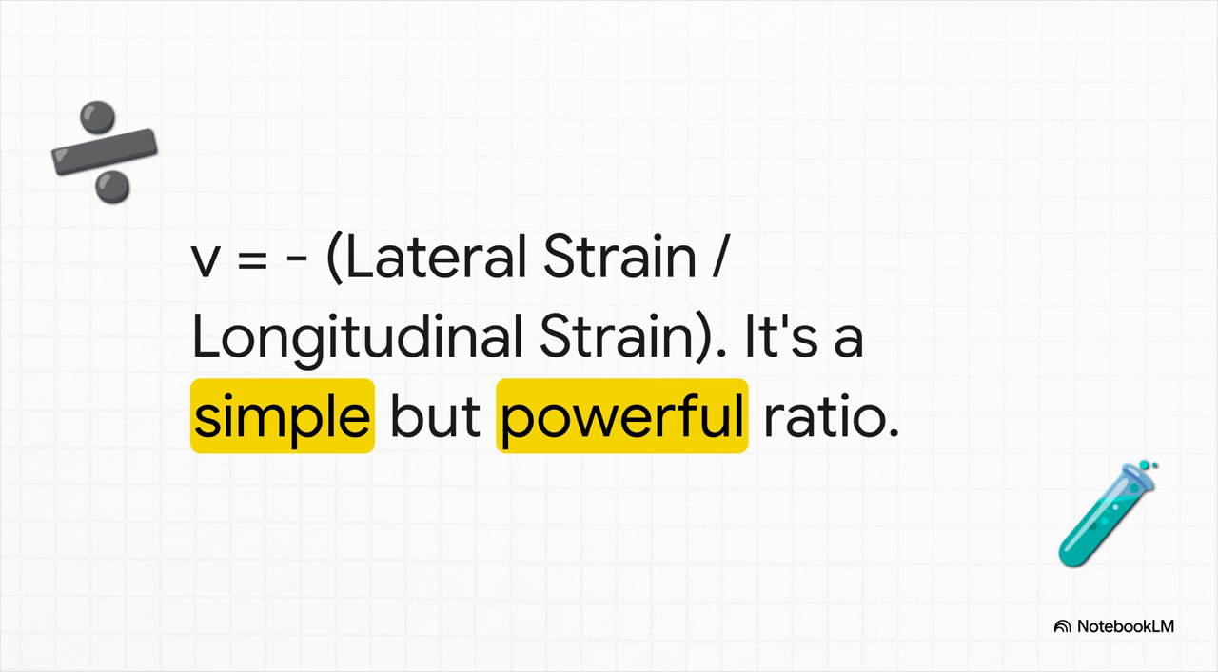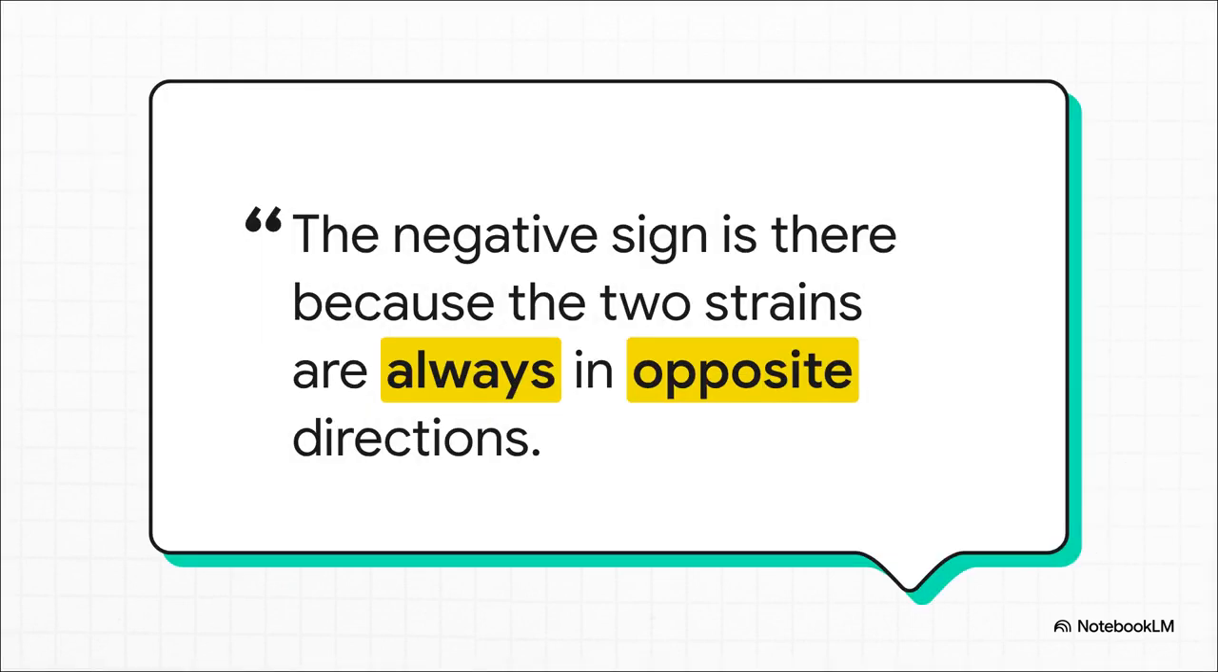But hang on, you might be looking at that negative sign out front and wondering, what's that all about? That negative sign is actually just a clever little trick to make our lives easier. Think about it. The length is increasing, which is positive, but the width is decreasing, which is negative. So one of those strain numbers is going to be negative. The minus sign in the formula just cancels that out, so our final Poisson's ratio is a nice, clean, positive number. It just tidies things up.